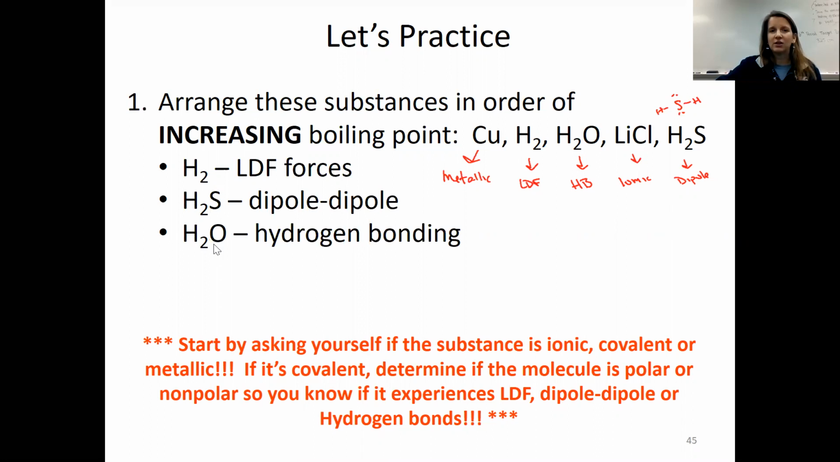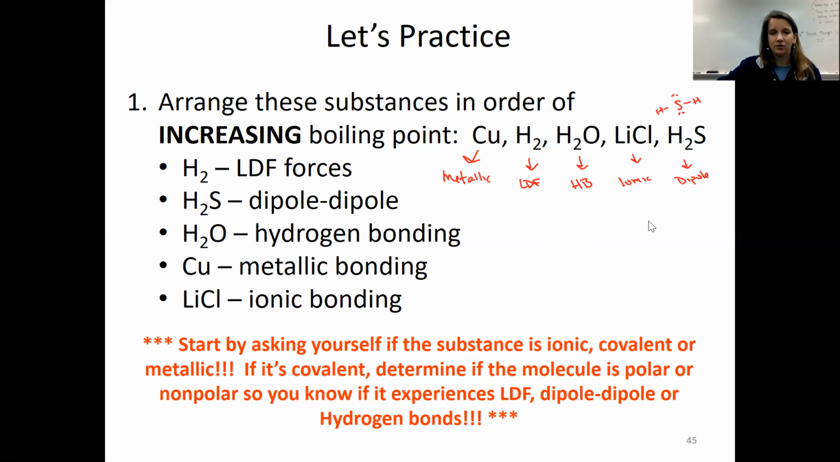All three of these are covalent, and they tend to be weaker, thus having lower melting points and lower boiling points than metals and ionic compounds. Now we're left with the Cu and the LiCl. The copper, because it's metallic, is going to have a slightly lower melting and boiling point than the ionic compound. Ionics tend to have the highest melting points and the highest boiling points.